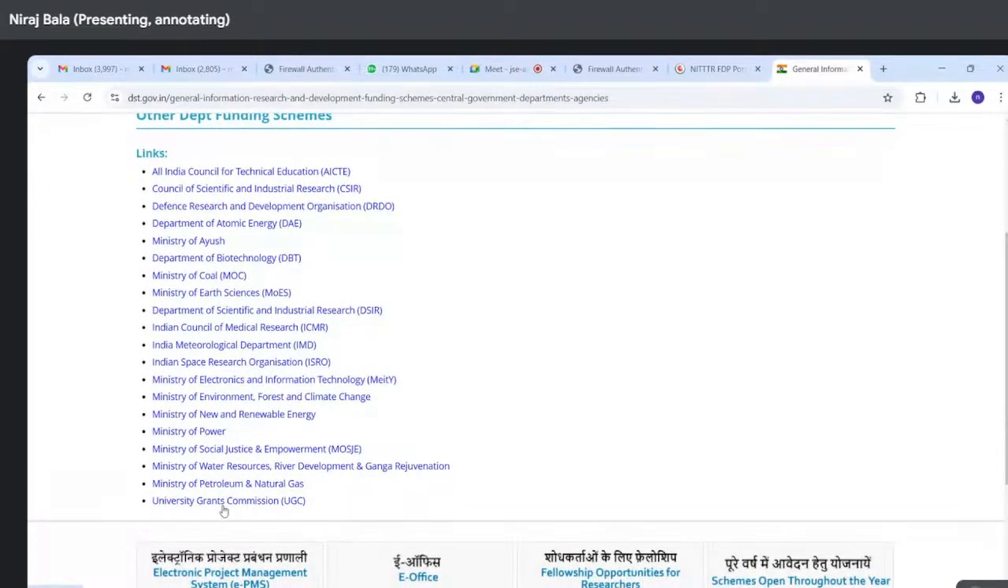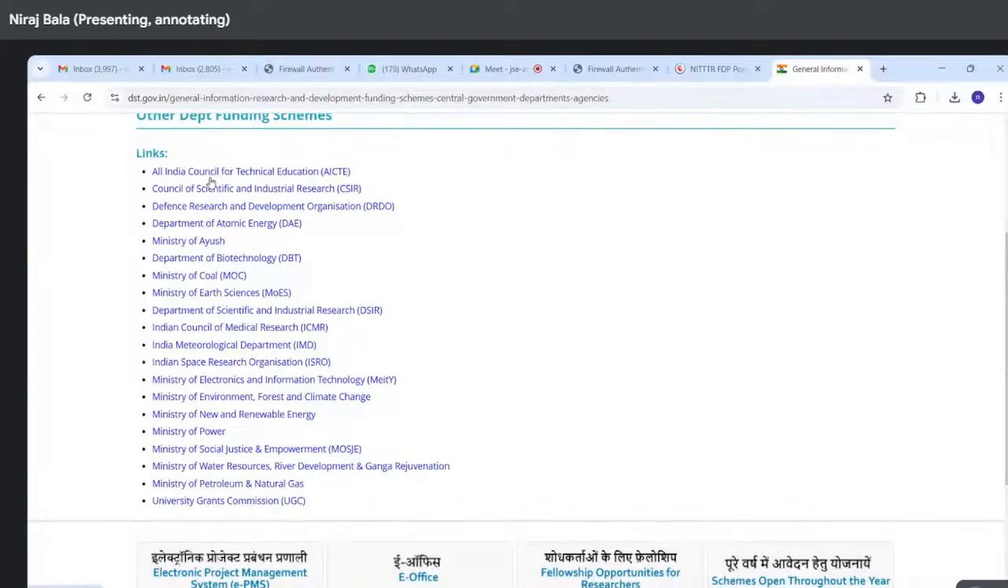Even UGC gives funding for certain projects. So depending upon your field, you can check all these. DRDO, the Defence Research and Development Organisation, also gives funding if you have a topic or proposal related to them, such as materials. MeitY, the Ministry of Electronics and Information Technology, also gives a lot of projects. We are having one project from MeitY at our institute also.